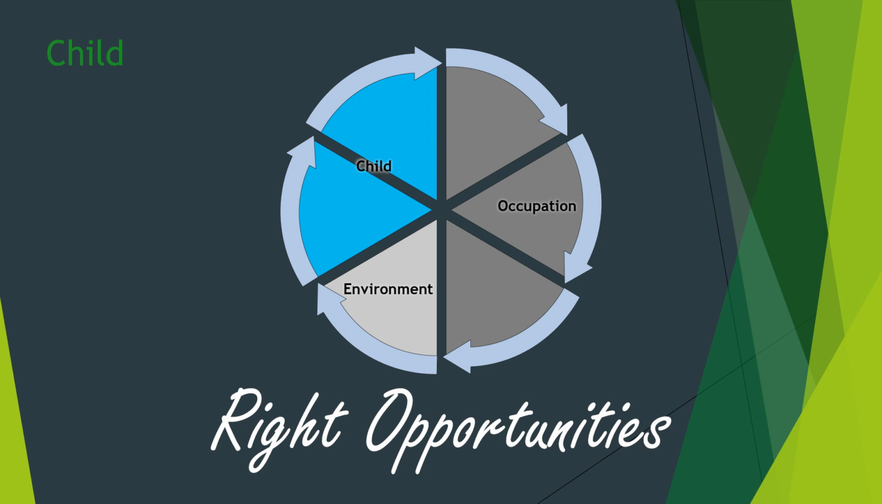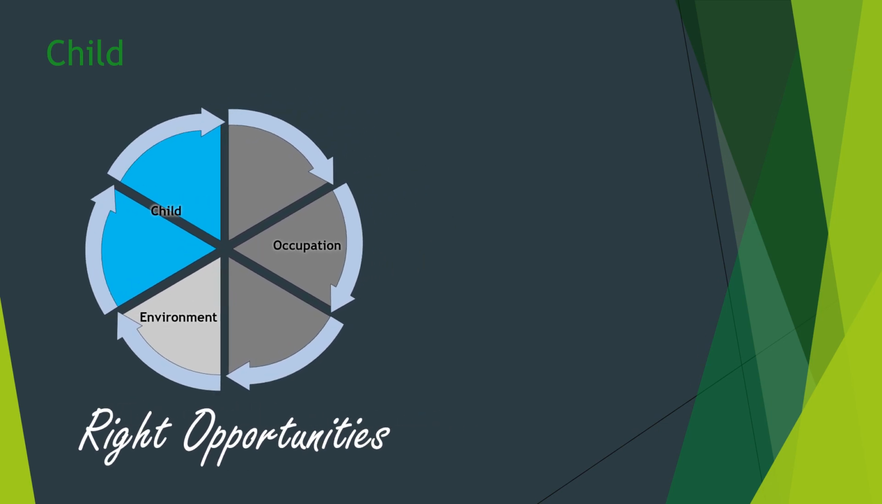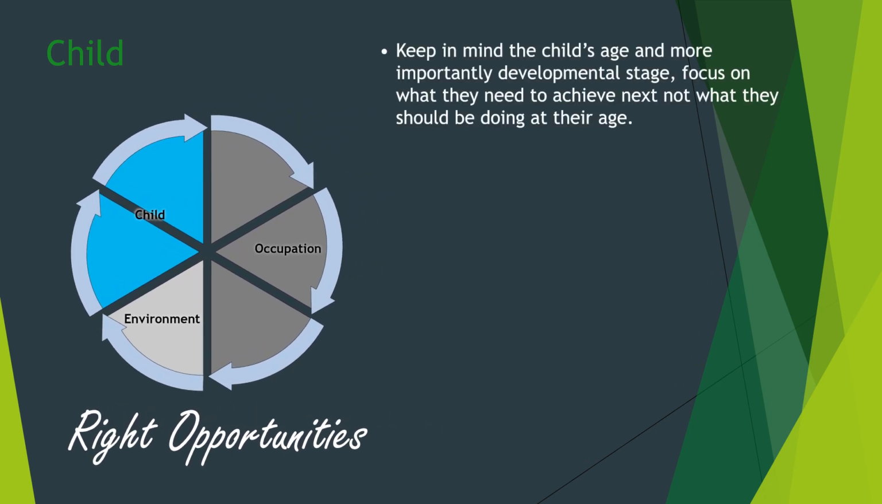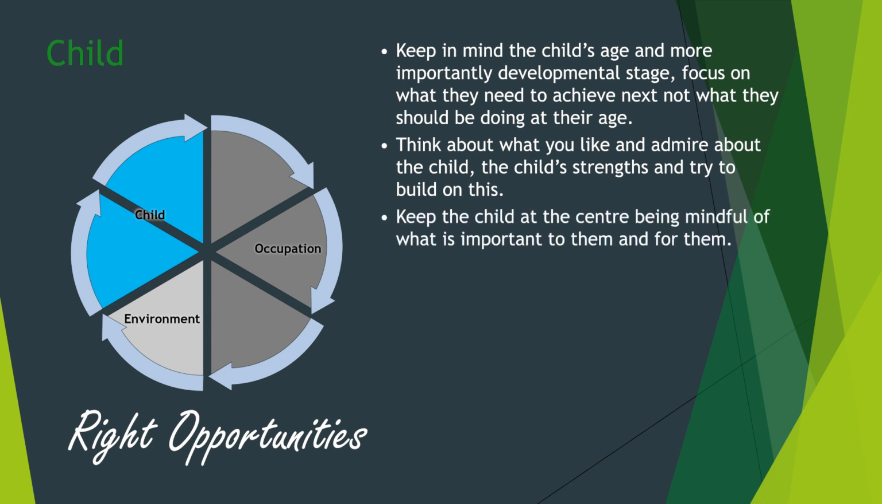Here are some general suggestions for what we can do with the child that might help their sensory difficulties. Keep in mind the child's age and, more importantly, developmental stage. Focus on what they need to achieve next, not what they should be doing at their age. Think about what you like and admire about the child's strengths, and try to build on this. Keep the child at the centre, being mindful of what's important to them and for them.